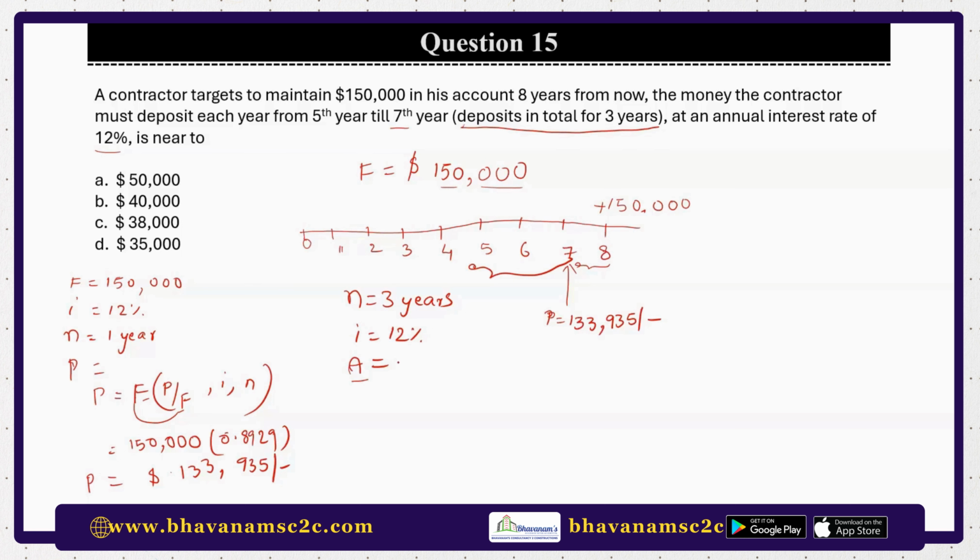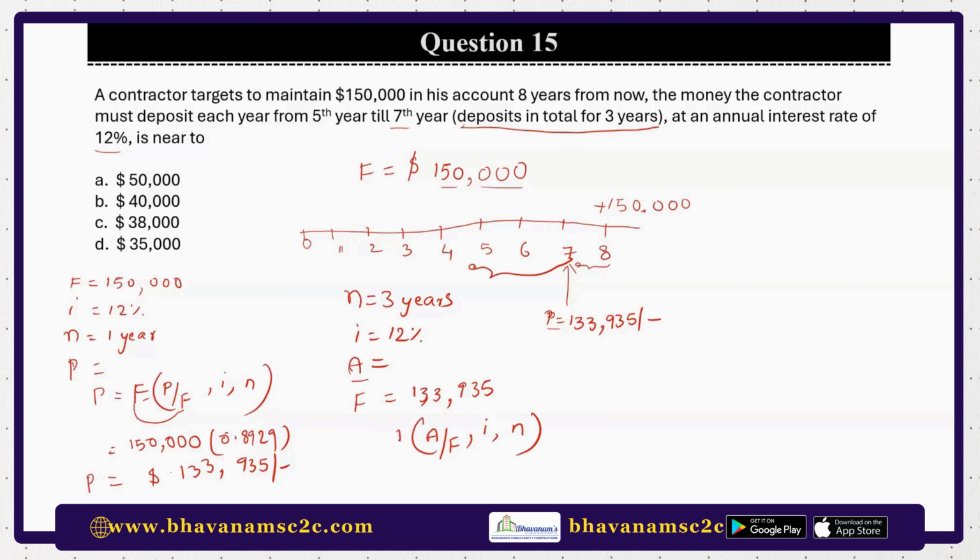Then you have to find out the A value. What you got here was the present value for the 7th year when calculating from the 8th year. And when you calculate for the 5th year, 6th year, 7th year, it will be the future value. Am I correct? The future value here is 133,935. What you have to calculate? A. What they gave? F. What we got? I and N.